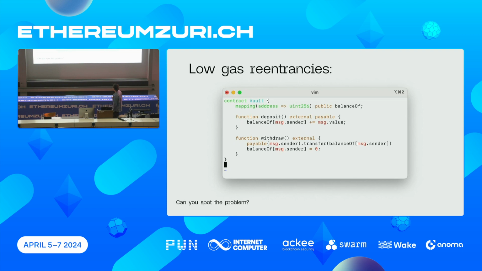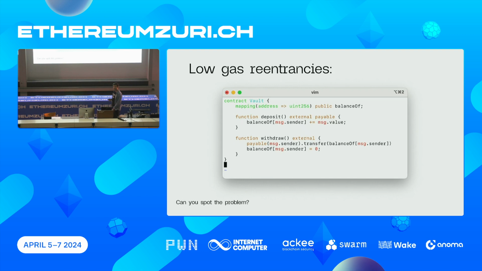I've got a contract here which uses normal storage, not transient storage. It's got a deposit function in which you can increase the balance of the message sender by sending some ether. And then there's a withdraw function, which transfers to the message sender its balance, and then resets its balance to 0. So can you spot the problem? Yeah, you do the transfer, and you reset the balance after the transfer. But it was a trick question.